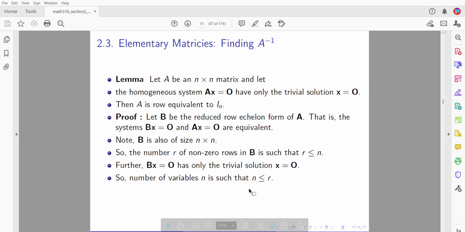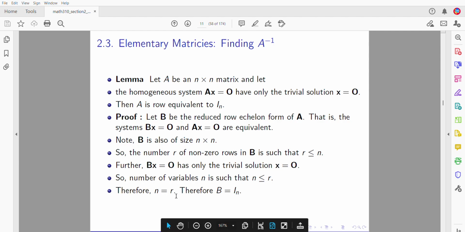So number of variables cannot be more than number of non-zero rows. In other words, number of variables has to be less than or equal. So compare this, r less than or equal to n less than or equal to r. How is that even possible? The only way it is possible is when n equals r. So our matrix B, that is the reduced row echelon form, is size n by n with n number of non-zero rows.